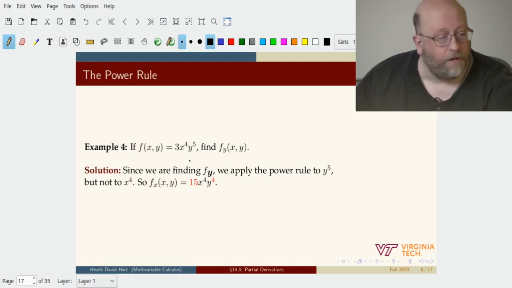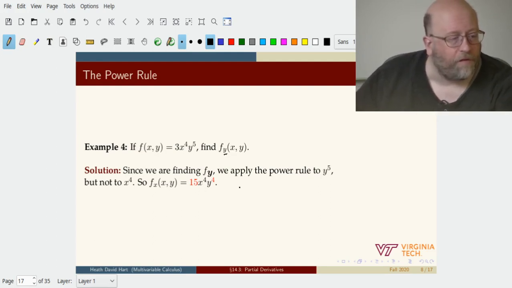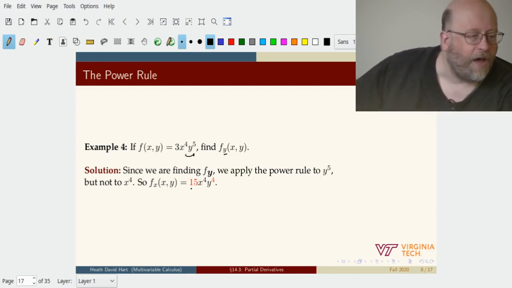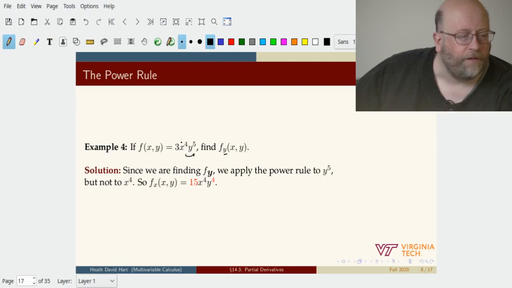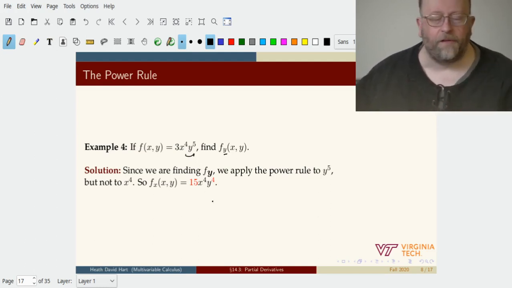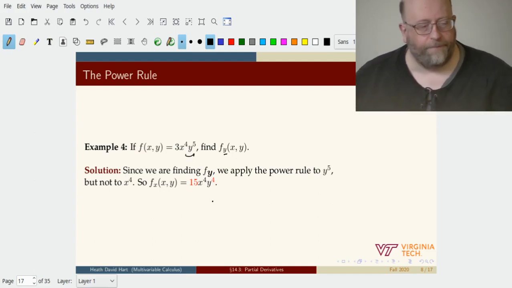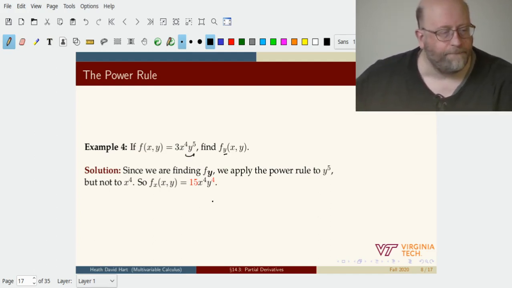Same function, but this time we want to find the derivative in the y direction. So the y to the 5th gets all the action this time. The 5 comes down and combines with the 3 to make a 15, and then the new exponent becomes y to the 4th, and nothing happens to the x to the 4th because x remains constant in that direction. Okay.